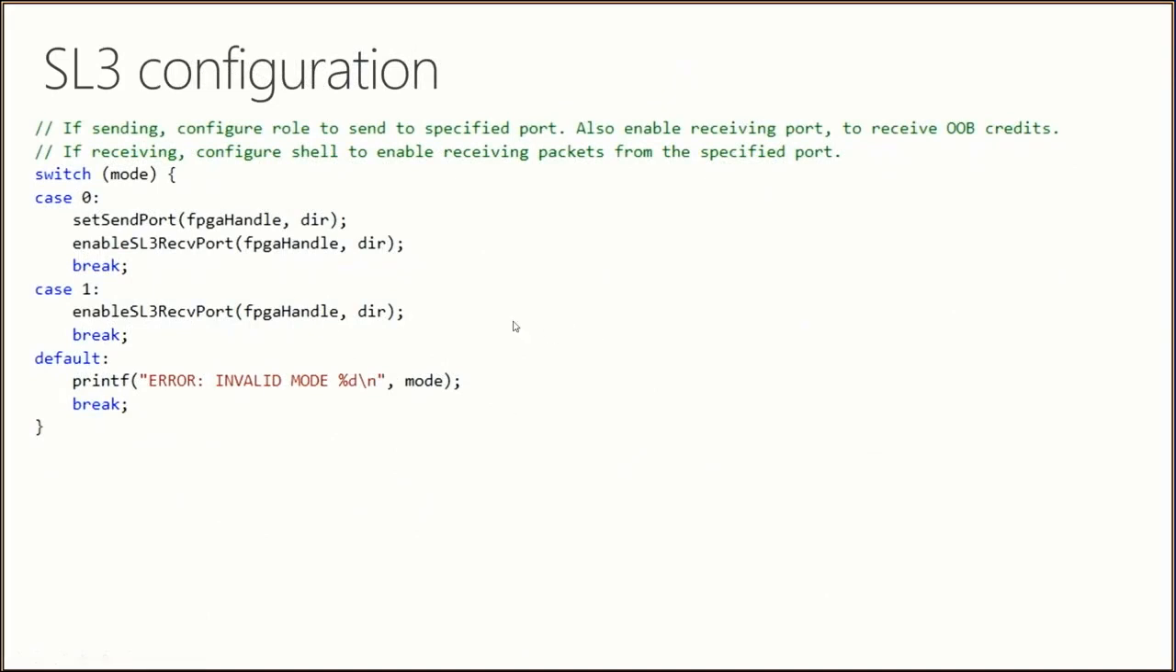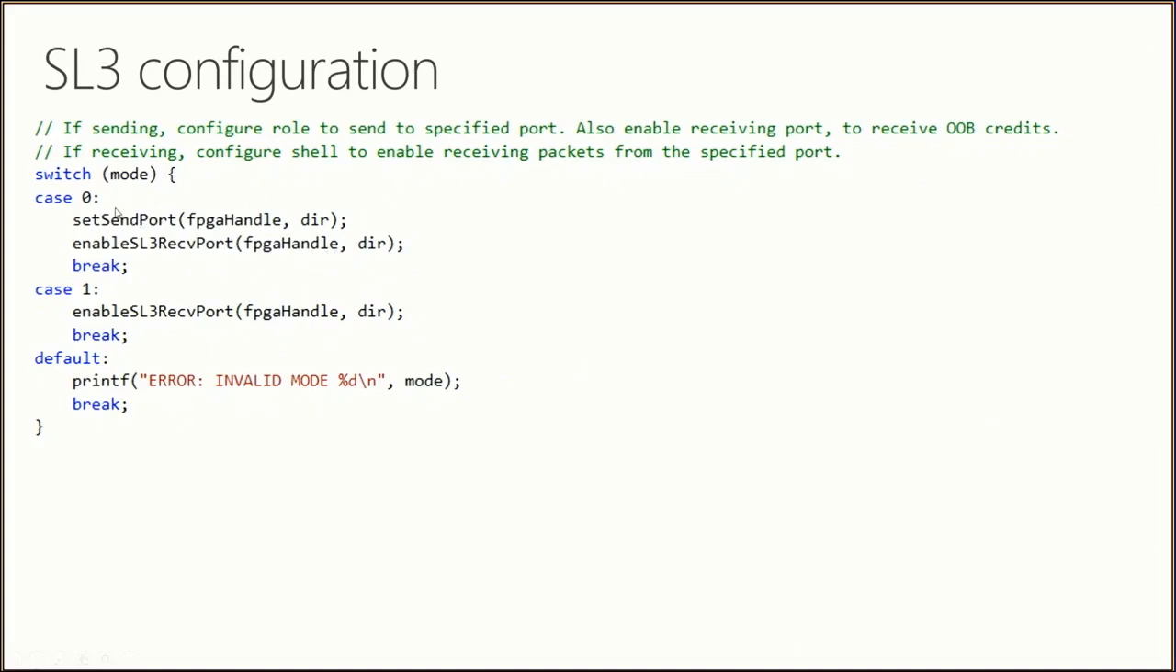So prior to sending data to the FPGA, the host needs to configure the Serialized 3 registers first. The sample Serialized 3 stress test role can only send data in one direction. We define a specific address of a soft register to be the direction to which the data is supposed to be sent. So set send port basically does a soft register write to a custom-defined address, and enable Serialized 3 receive port does a shell register write.